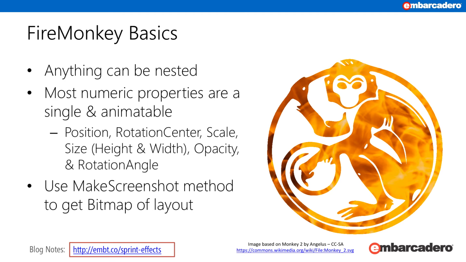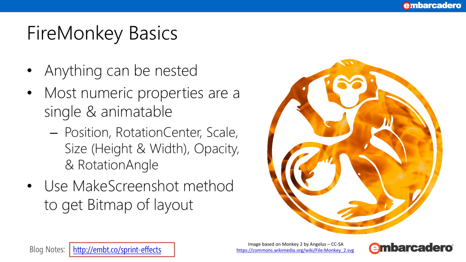So FireMonkey basics. This is just the basics of it, but anything can be nested. You can put an image inside of a button and then you have an image button. So everything can be nested. Also in FireMonkey, most numeric properties are single or floating point numbers, and they're animatable. That means the position, which is an XY coordinate, is floating point numbers. So it's not just 1, 2, 3. It can be 1, 1.1, 1.2, etc. And it's animatable, so you can use animations in order to change that. We'll talk about those in a second.